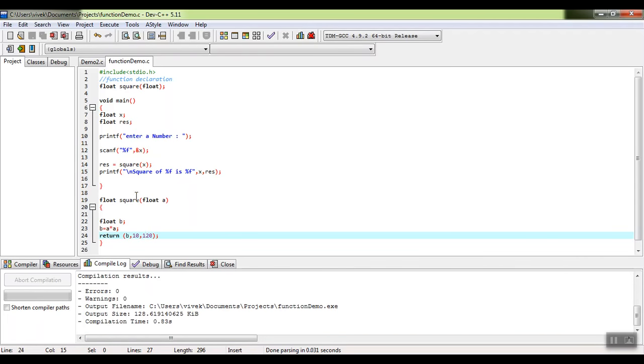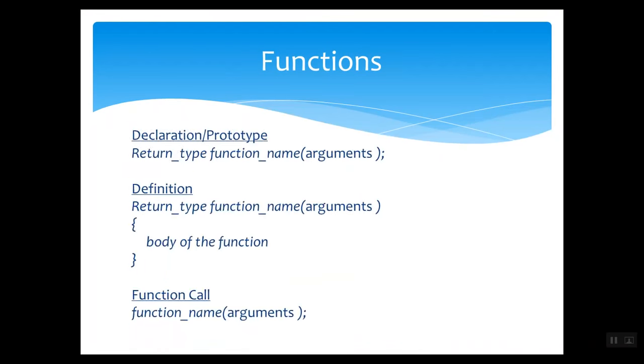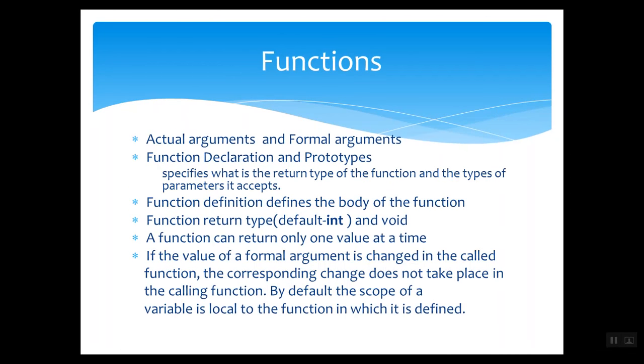So I think you got most of the points here. Let's get into our slides and see what we covered. We learned about actual arguments and formal arguments. You learned about function declaration and prototype. This is important. Here we specify the return type of the function and the types of parameters it accepts. We learned about function definition, the actual body of the function, and return type.